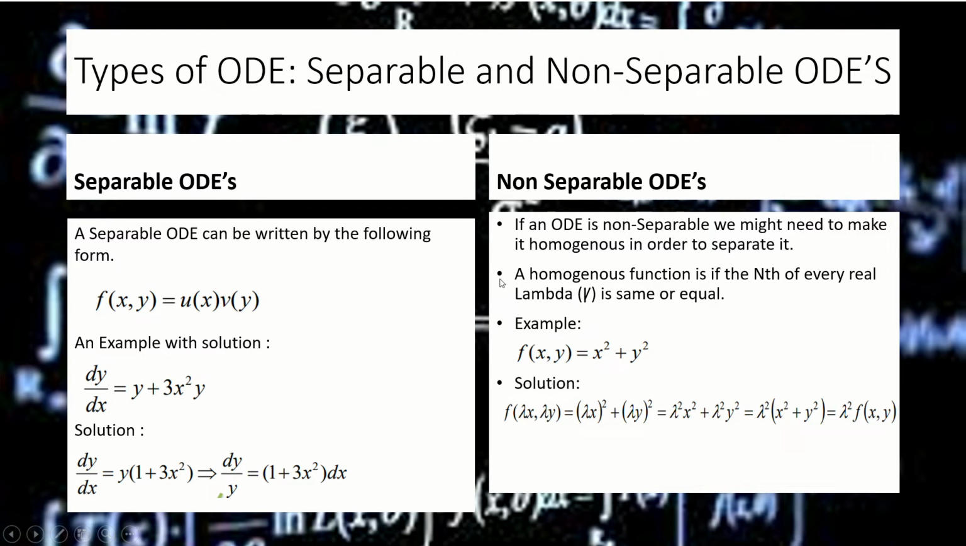If an ODE is not separable, we might need to make it homogeneous in order to separate it. A function is homogeneous if scaling by every real lambda gives the same result with lambda to the nth power. For example, as you can see over here, the function x squared plus y squared has a degree of 2. So we can say that lambda is to the power of 2, and hence it is a homogeneous equation.